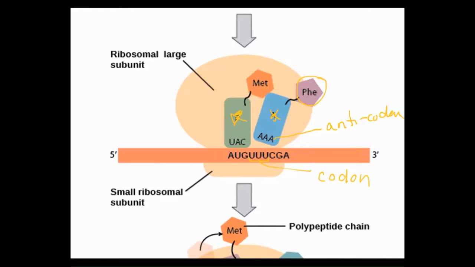All right, let's do it again and see if we can predict our next transfer RNA and our next amino acid. You can see our next codon is going to be CGA, and that's what we want to look up in our codon dictionary. Why don't you pause the video for just a moment and see if you can find that amino acid.